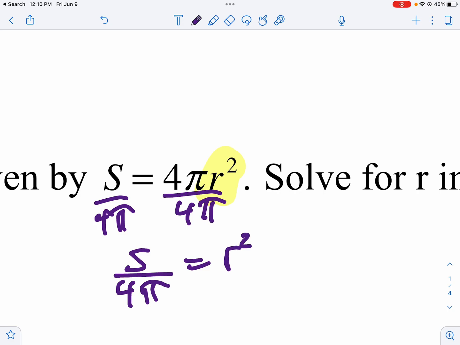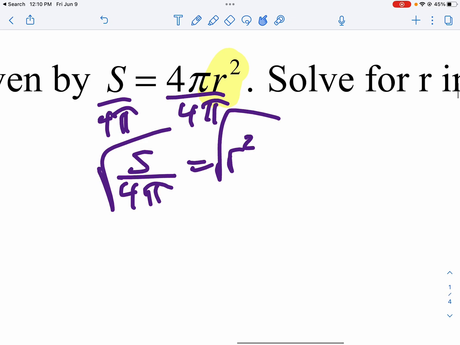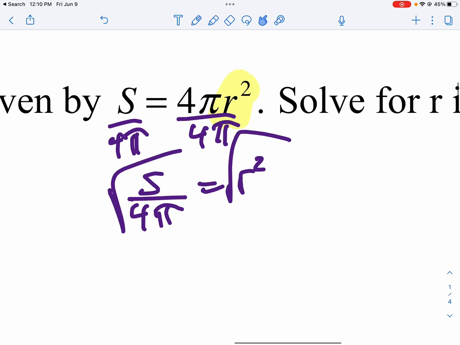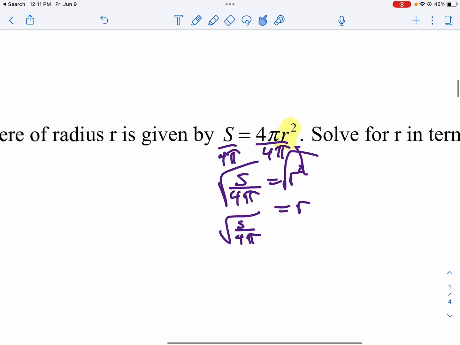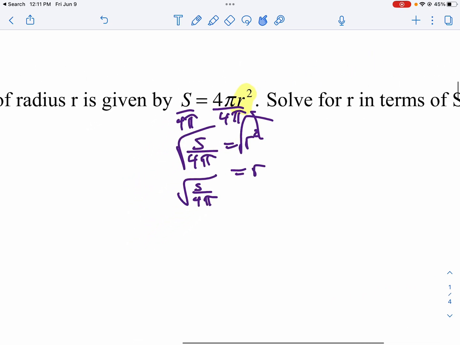equals r squared. Now what's the opposite of squaring? It's not dividing, it's square root. So square and square root, they cancel. So we get r equals the square root of s over 4 pi. Now you'll learn later on there's actually two answers here, but the radius can't be negative, so we don't worry about that second one for right now. We're just going to say the square root of s over 4 pi equals r.